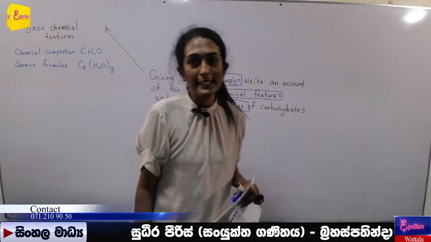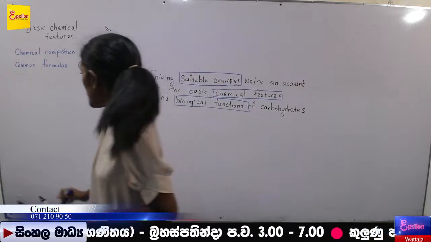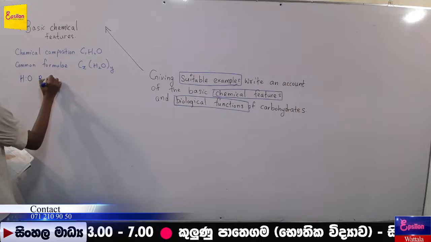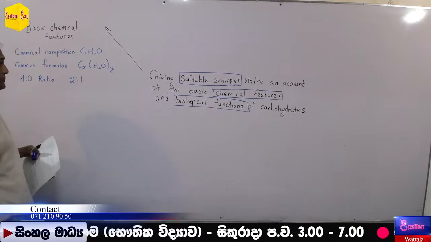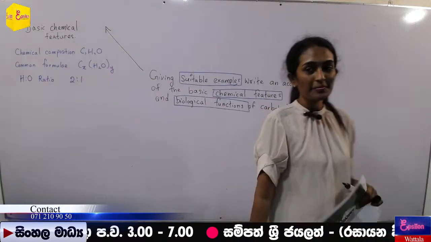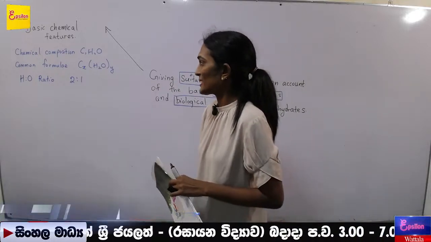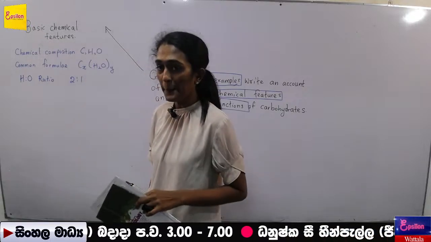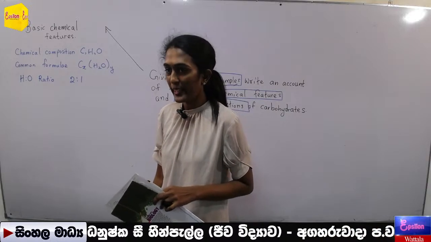What else are we going to write here? H to O ratio. What is the H to O ratio? 2 is to 1. Right. What else? What else can we write? Types of carbohydrates according to the number of repeating units, isn't it? We can add that.